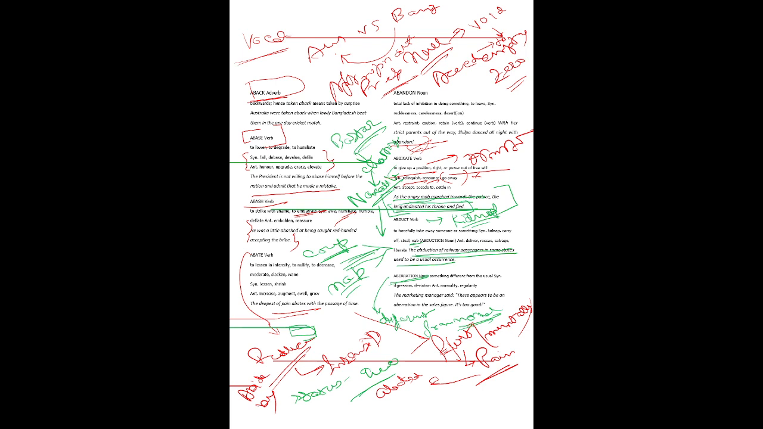The marketing manager said there appears to be an aberration in the sales figure. It's too good. Like maybe the sales figure had a target of a certain amount of money and the money had exceeded. So it's good for the company and also very profitable for the marketing manager because he will receive a very good incentive as well. Because I used to work in the corporate sector and I know how the system works. So the marketing manager said there appears to be an aberration in the sales figure. It's too good. So that's all for today.